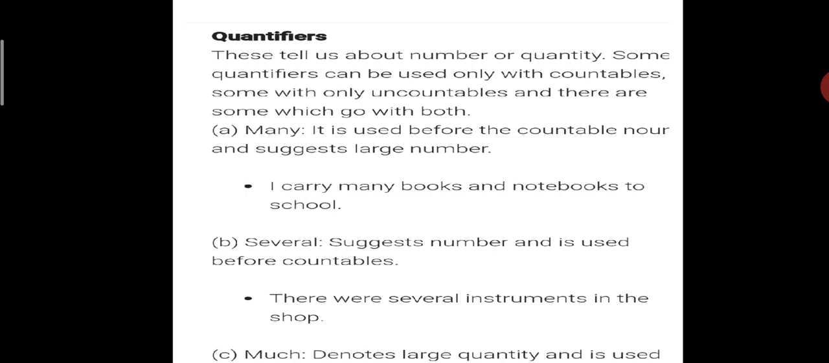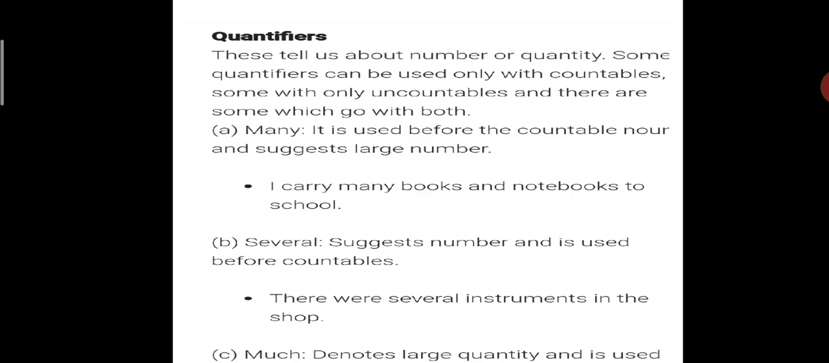Then comes the next determiner. This tells us about the number or quantity. Some quantifiers can be used only with countables, some only with uncountables. There are some which go with both. Many is used before a countable noun and suggests a large number. I carry many books and notebooks to school.